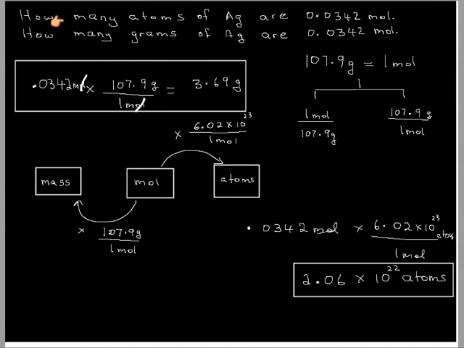Now let's go ahead and look at the first part. How many atoms are in 0.0342 moles? If we create our 3 boxes here and write down mass, mole, atoms in order, going from moles to atoms, our conversion factor is 6.02 times 10 to the 23 divided by 1 mole. So that's what we will do. We will take the given number of moles and multiply by that conversion factor, do our math, cancel our units, and we get 2.06 by 10 to the 22 atoms.